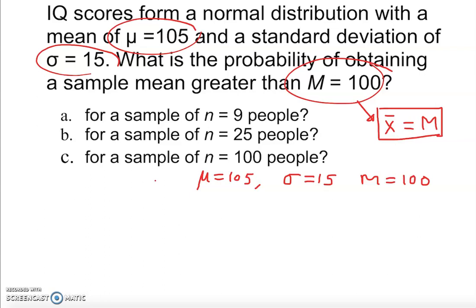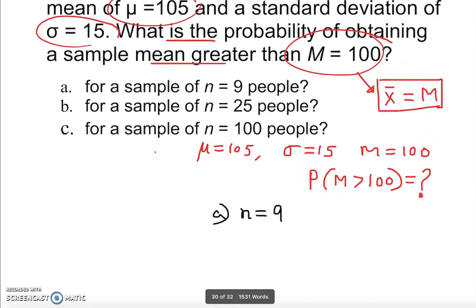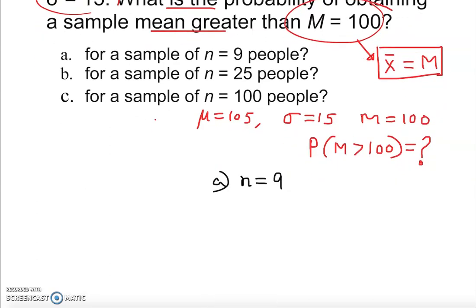Okay, so now what is the question asking? Find the probability that M is greater than 100. This is what we are looking for. Clearly you see that, right? N is given as 9, a sample of 9. So everything we have, all we do is plug it in.